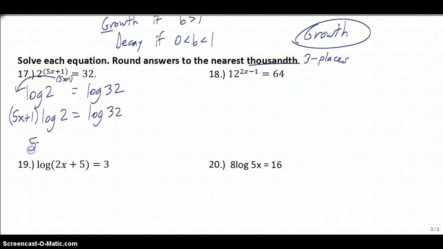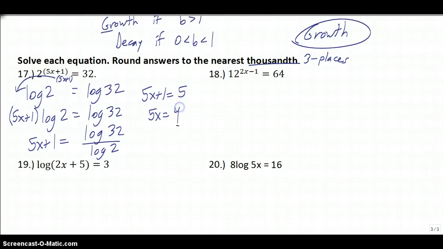I'm going to go ahead and divide both sides by log of 2. And then on your handy-dandy calculator, you can take log of 32 divided by log of 2. Make sure you type it in correctly. You should get 5. So anyway, 5x plus 1 equals 5. Subtract 1, 5x equals 4. Which means x equals 4/5 or 0.8. I don't care which answer. Either one's fine. It does say nearest thousandth, so we should probably do decimal, but oh well. I'd take either answer. It's fine.